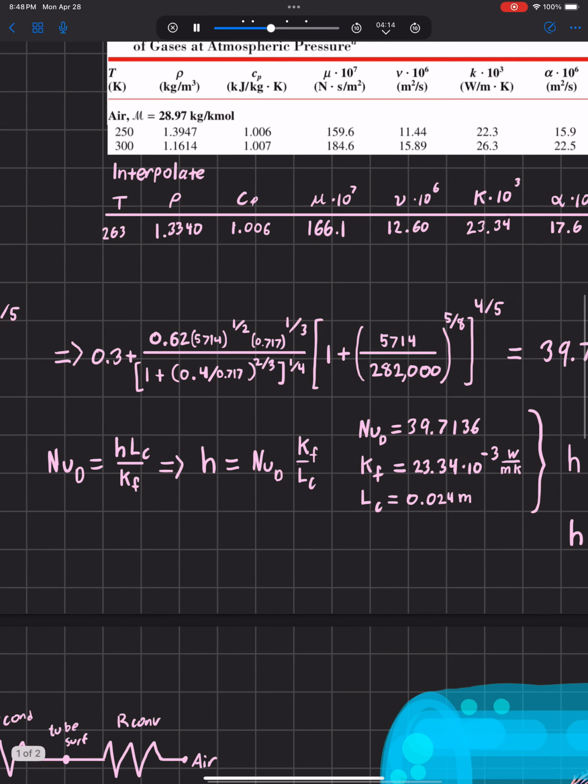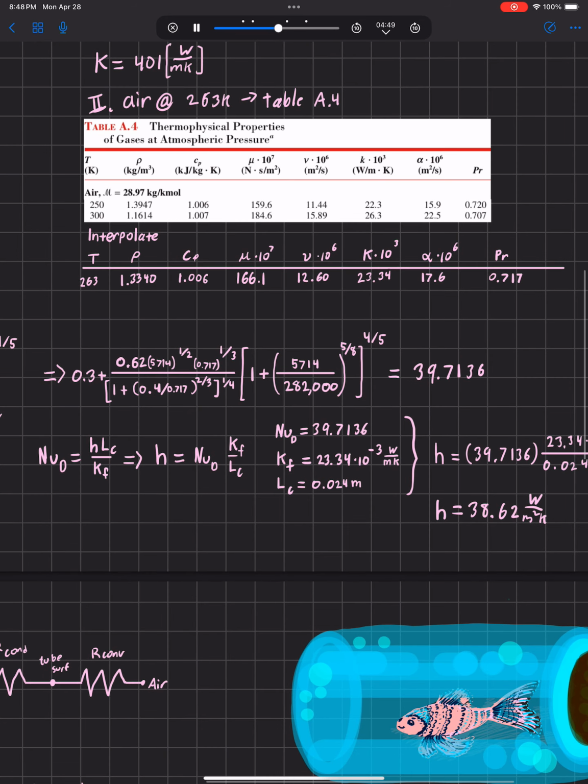So now that we have both the Prandtl number and the Reynolds number, we can plug it in, and you get this, which is 0.3 plus 0.62 times 5,714 to the power of 1/2 times 0.717 to the power of 1/3, all over [1 plus (0.4 divided by 0.717) to the power of 2/3] all to the power of 1/4, times [1 plus (5,714 over 282,000) to the power of 5/8] all to the power of 4/5, which equals 39.7136.